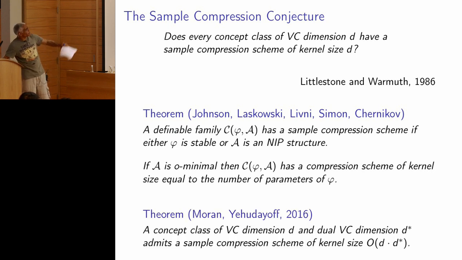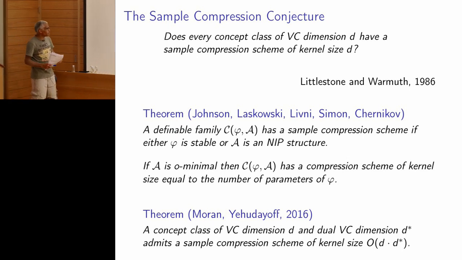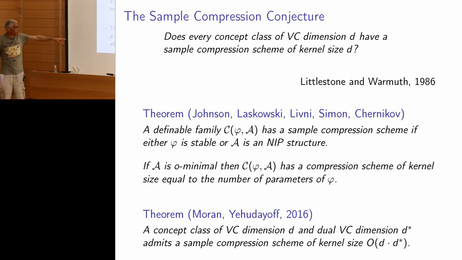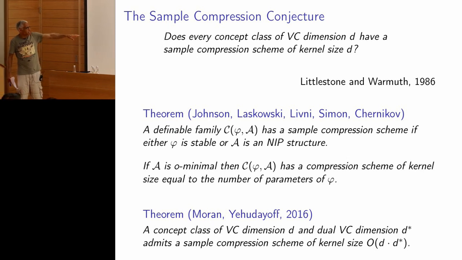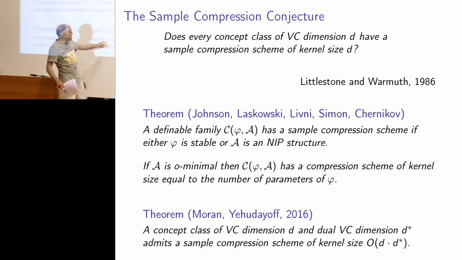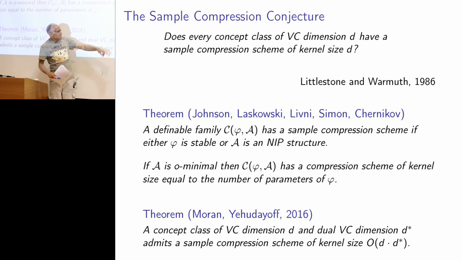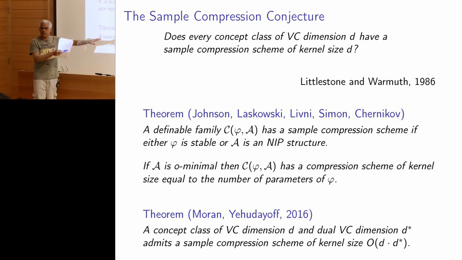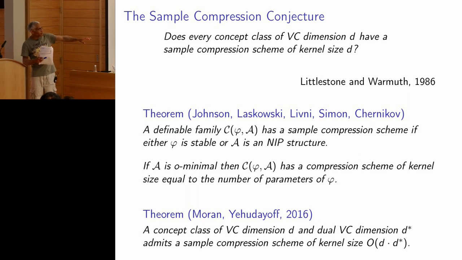These were results in model theory. And then recently, there is a very nice result by learning theorists that partially answers this conjecture. A concept class of VC dimension D and dual VC dimension D star admits a sample compression scheme of kernel size O of D times D star. We've seen that if the VC dimension of a concept class is finite, D, then the dual class has finite VC dimension at most 2 to the D. We saw this some time ago. So this D star is at most 2 to the D, and this gives a sample compression scheme of kernel size exponential in D. So it doesn't fully answer the conjecture, but at least it shows that if you have finite VC dimension, you have a compression scheme.